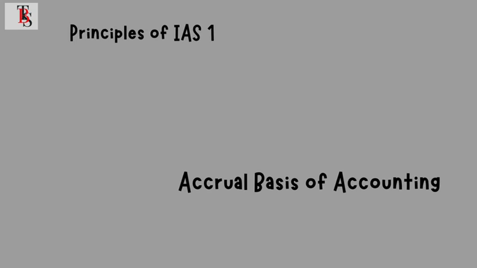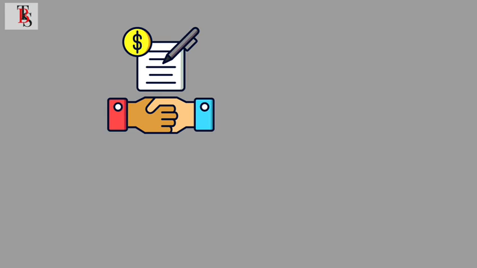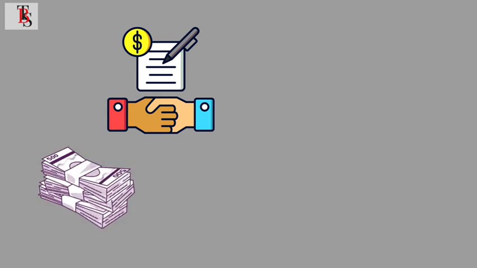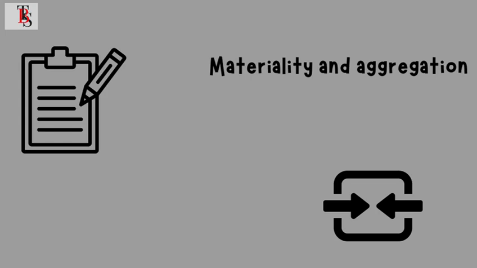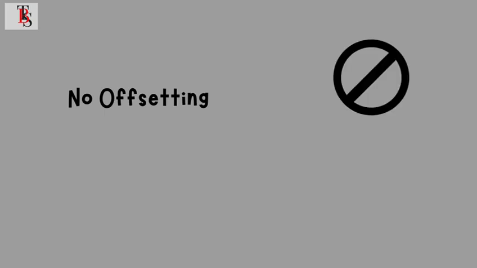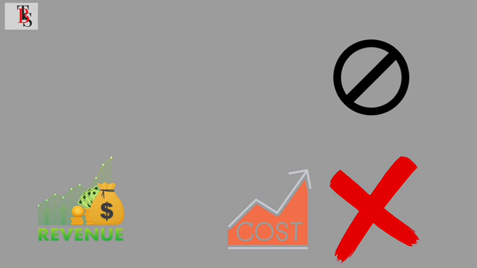Entities should use the accrual basis of accounting, except for cash flow statements. Transactions are recognized when they occur, not when cash is exchanged. 4. Each material class of similar items must be presented separately, while immaterial items may be aggregated. 5. Unless a particular IFRS mandates or allows it, assets and liabilities as well as income and expenses cannot be offset. For instance, offsetting revenue against associated expenses is not allowed.